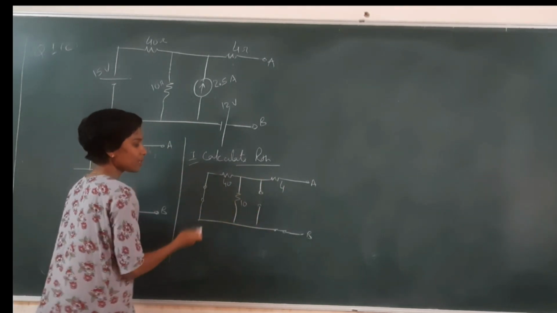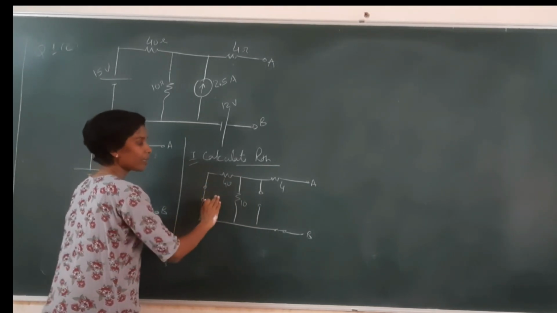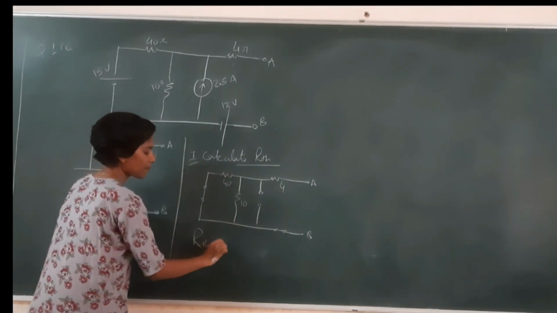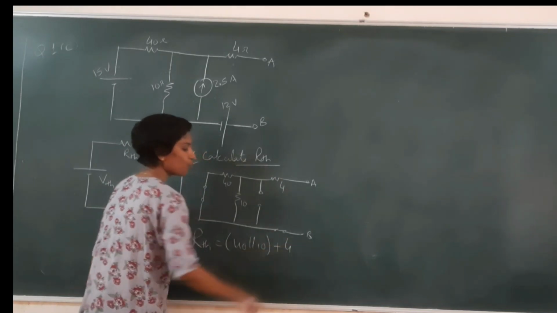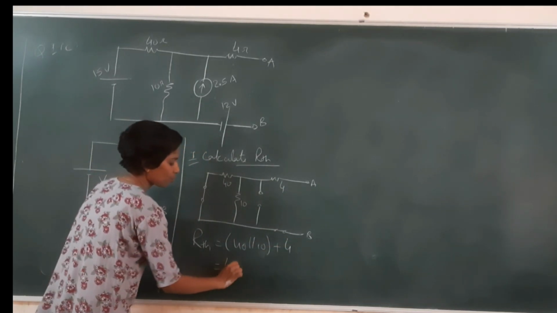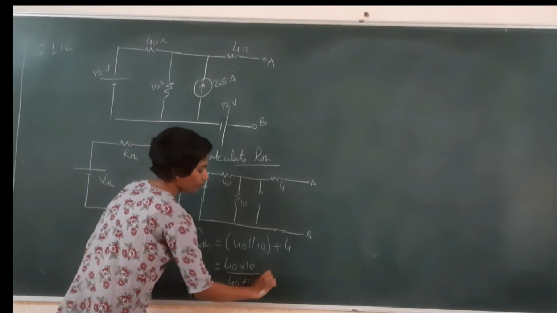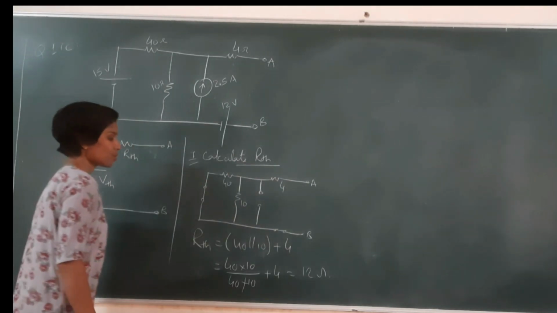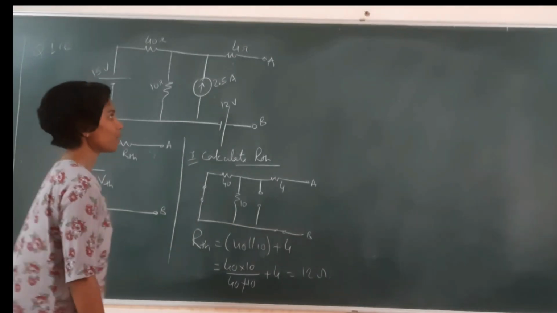Now what is the combination? Here it is clearly visible that the 40 and 10 ohm resistors are connected in parallel, and that set is connected in series with the 4 ohm resistor. So RTH is the combination of 40 parallel to 10, with the 4 ohm resistor in series. Going for this calculation, what is the answer? That value is coming as 12 ohm for this RTH.